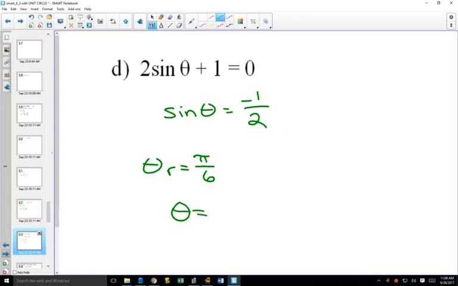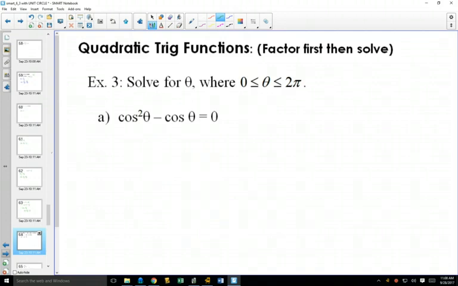Which quadrants are we going to look in for our angle? Quadrant 3 and quadrant 4, because sine is negative. What's the pi over 6 family member in quadrant 3? 7 pi over 6. And in quadrant 4? 11 pi over 6. Nice. Next level.